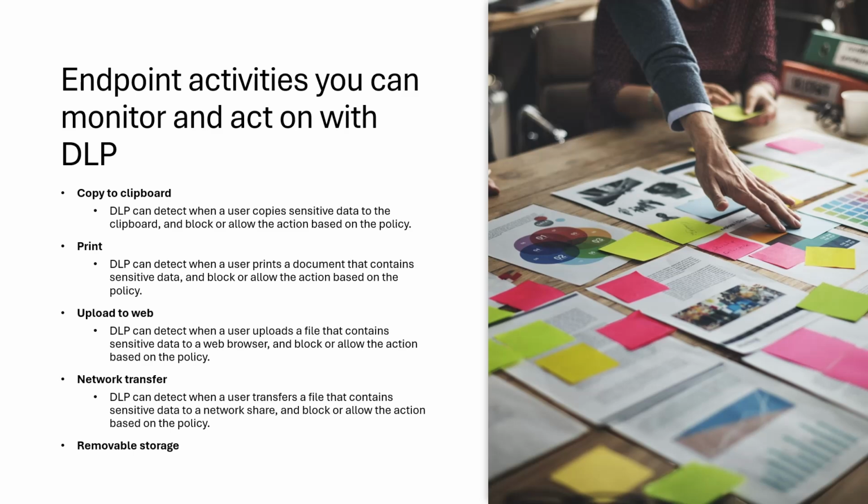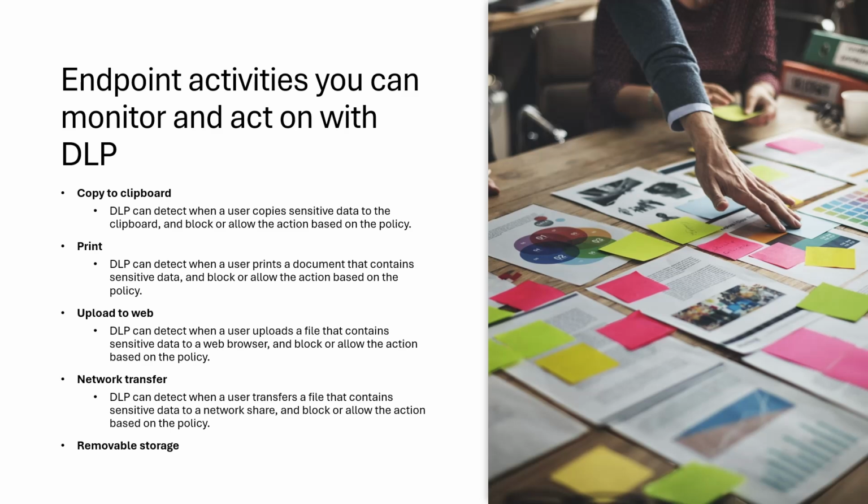For example, in the copy to clipboard, a DLP can detect when a user copies sensitive information to the clipboard and then can block or allow the action based on the policy. It could also detect when a user prints a document that contains sensitive information and block or allow the action, also based on policy. It can then go ahead to know when a user uploads a file containing sensitive data to a web browser, and then of course it has the action of blocking or allowing the action based on the policy.